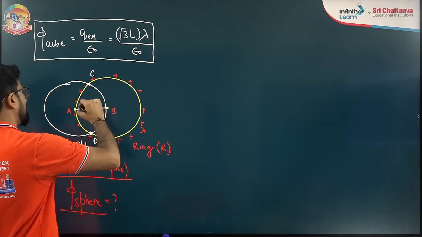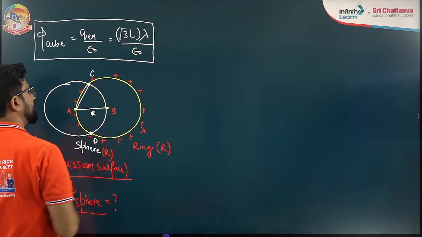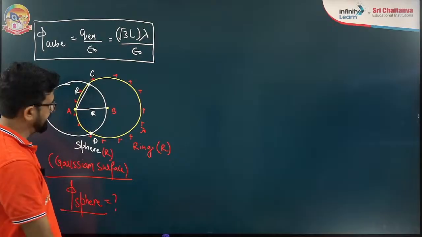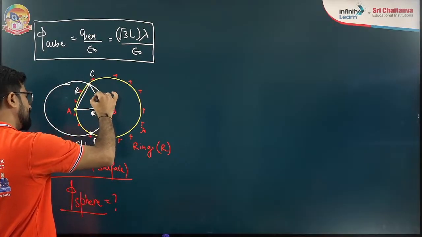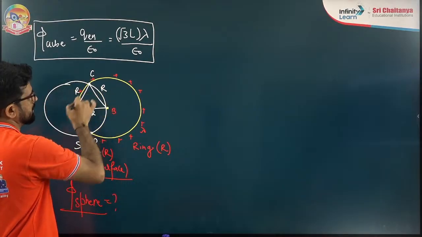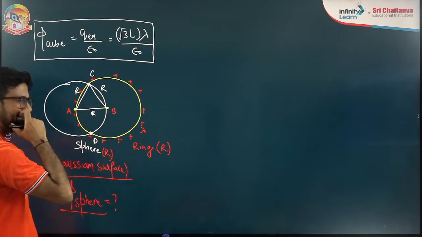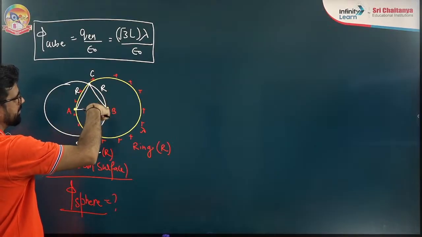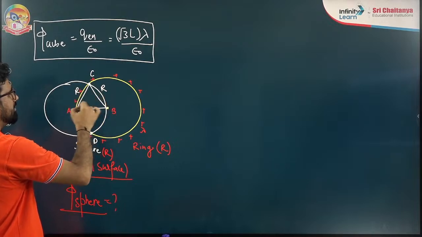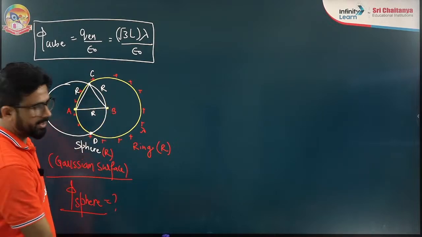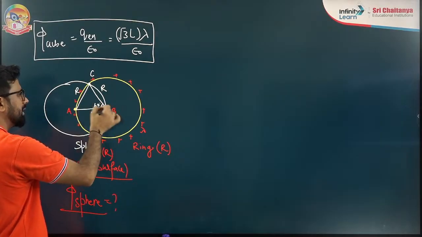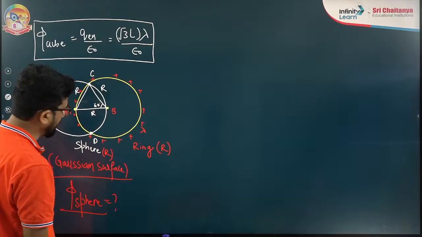So if I join A to C, it is also R, because this is the radius of the sphere. Similarly, B to C also has distance R, because it is also the radius of this ring. So it is R, R, R. This is an equilateral triangle. What is the meaning of this? That means this angle is 60 degrees. By the way, all angles are 60 degrees.